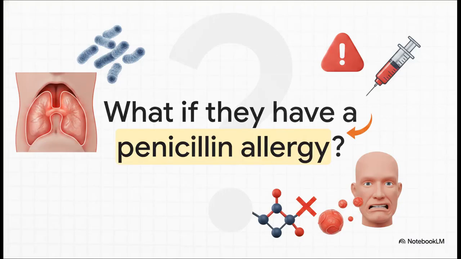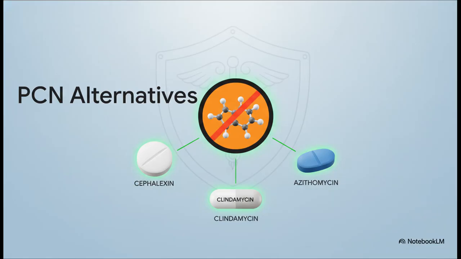But here's a curveball you're gonna face all the time. You've confirmed GAS, you know you need antibiotics, but you open the chart and boom, massive red flag for a documented penicillin allergy. So how do you pivot? Well, to wrap up this explainer, if your patient is allergic to penicillin, the guidelines point you straight to cephalexin, clindamycin, or azithromycin as your safe and effective alternatives.